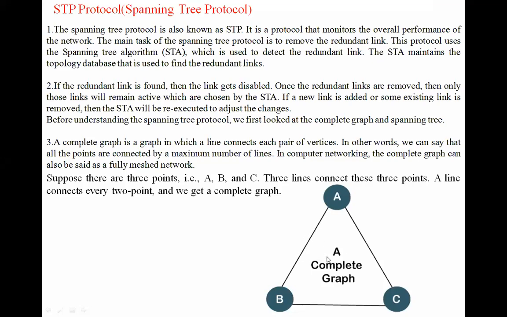Once this link becomes active again, once it has been maintained, immediately the spanning tree algorithm removes this redundant link. The redundant link is removed immediately. Okay, so that has been written over here. The spanning tree protocol monitors the overall performance of the network.